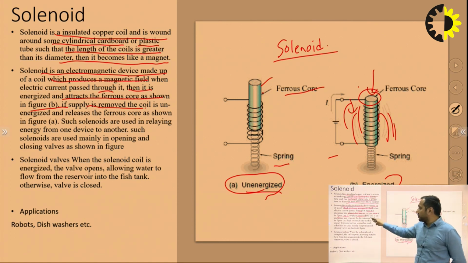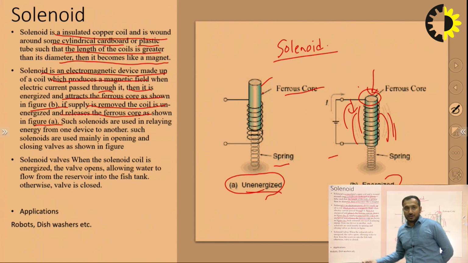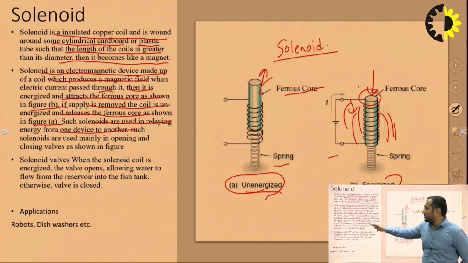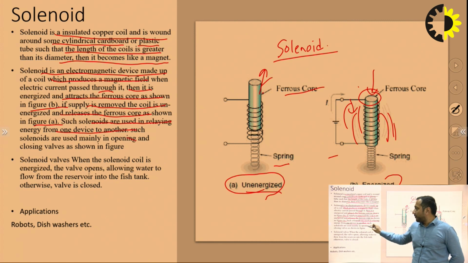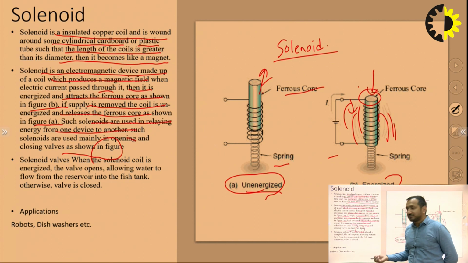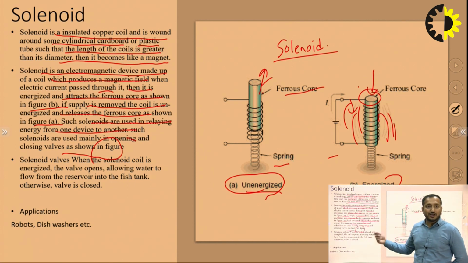If the supply is removed, the coil is de-energized and releases the ferrous core as shown in figure A. Similarly, as we remove the electrical supply, this will go up. Such solenoids are used in relaying energy from one device to another and are used mainly in opening and closing of valves. As shown in figure, we'll show the figure in the next slide. So the function of a solenoid valve is to use it as a switch, and its application is mainly in fluid and in industry also, right?